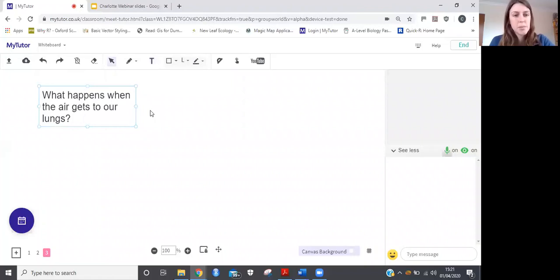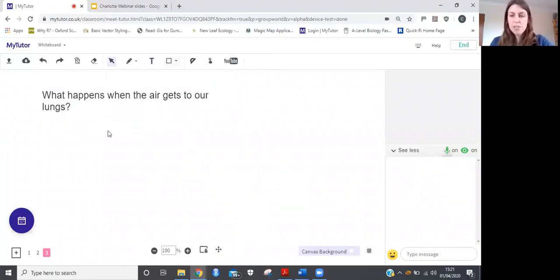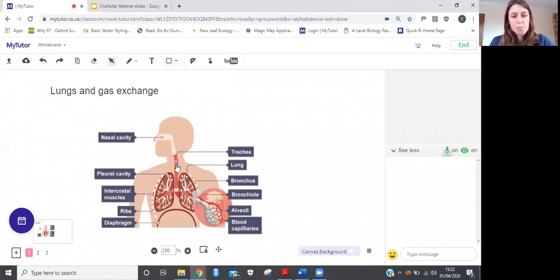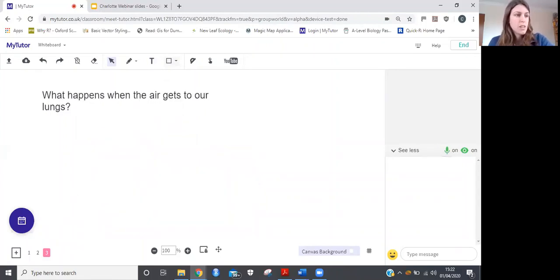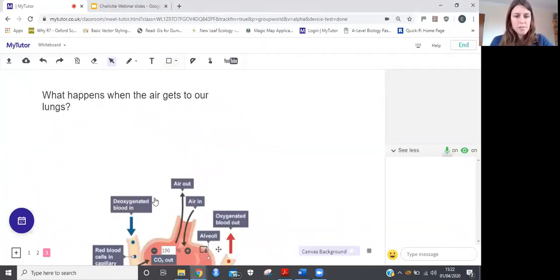What happens when the air gets to our lungs? So this is the next stage. We've breathed the air in, it's gone down our trachea, as we saw in that first diagram, and then it's proceeded into our lungs, so down the bronchus, the bronchioli, and to the alveoli. Let's pop this diagram in here.